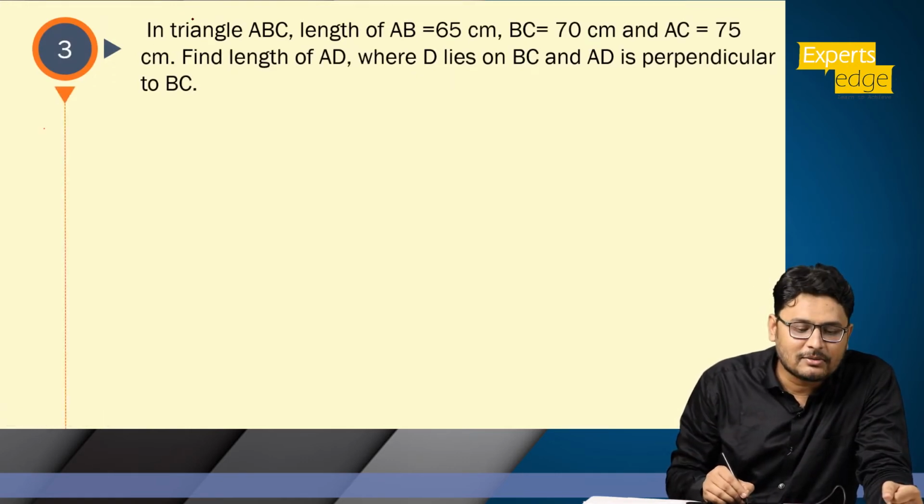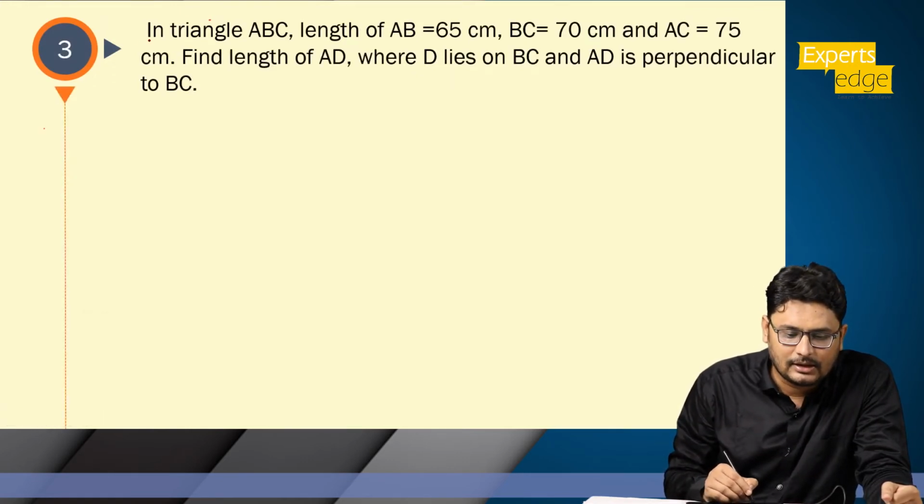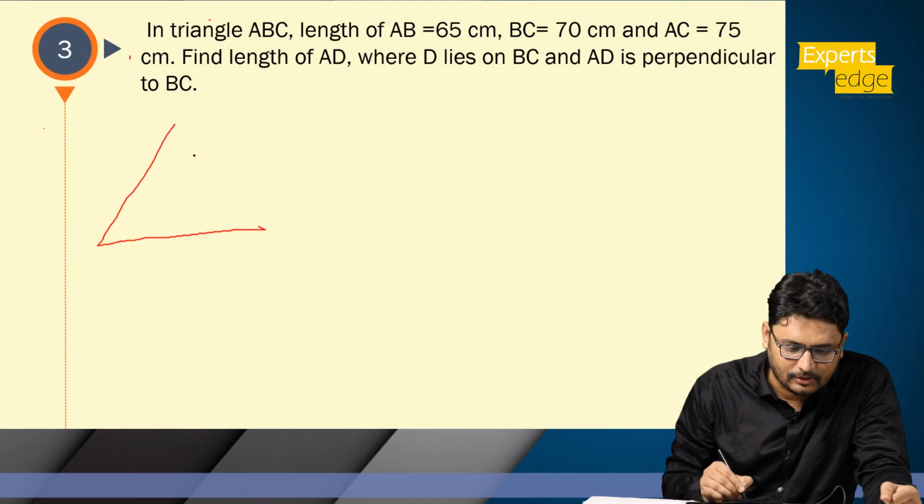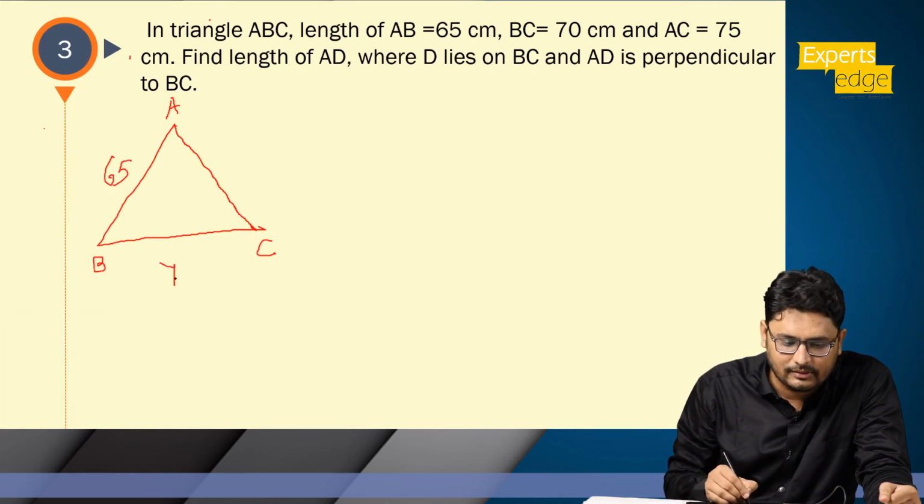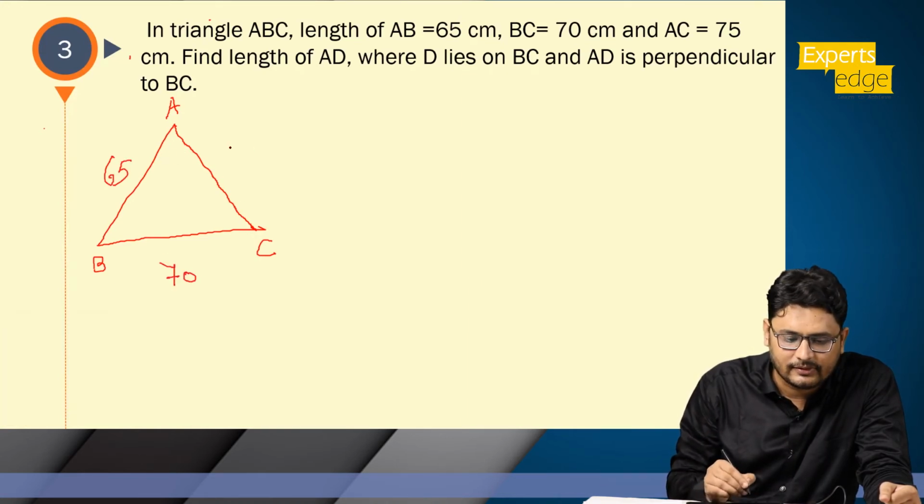Okay. Now let's say question number 3. What it says is that in triangle ABC, here is a triangle. Just let me draw it. This is my A, this is my B, this is C. Okay. Now the length of AB is 65, this is 70 and AC is 75.